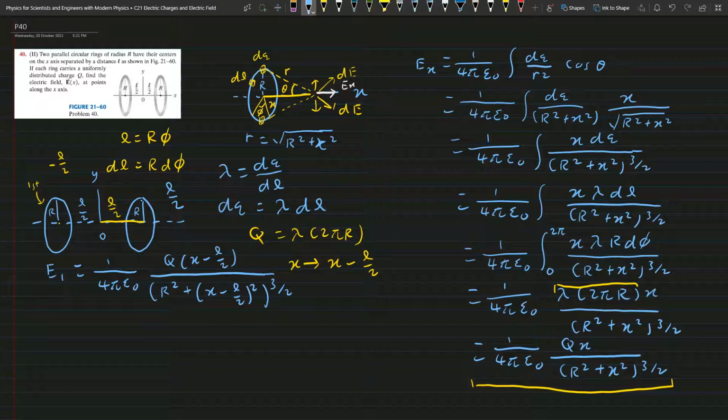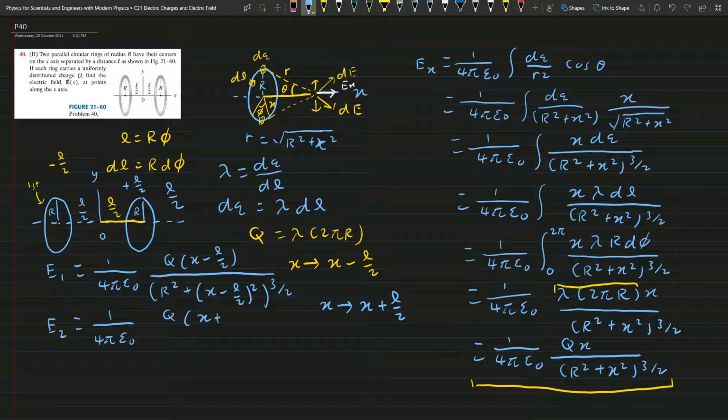Now how about the second ring? You can see the second ring is basically the same, but now the second ring is located at positive L over 2. So for the second ring, this x should be replaced by x plus L over 2, for the same reason. This is Q times (x plus L over 2) over R squared plus (x plus L over 2) squared, to the 3 over 2.